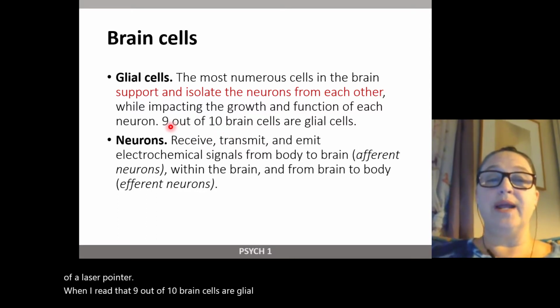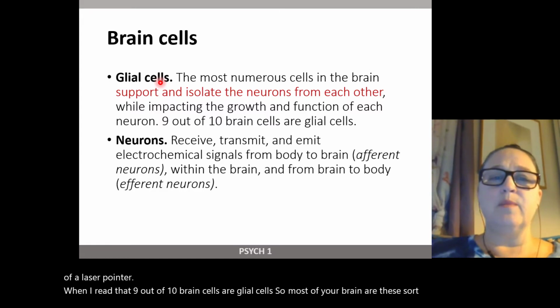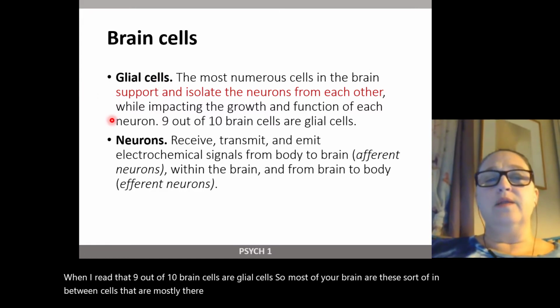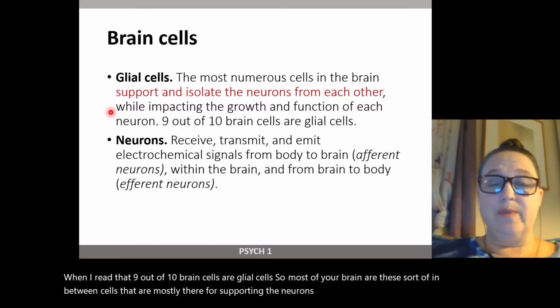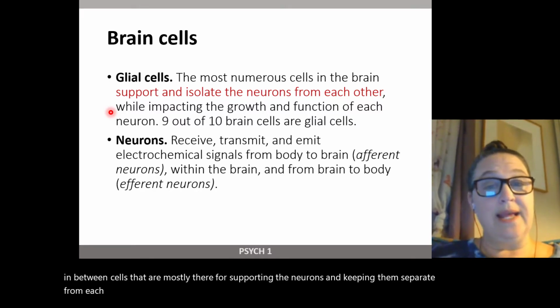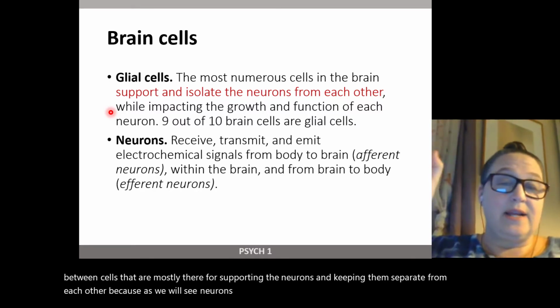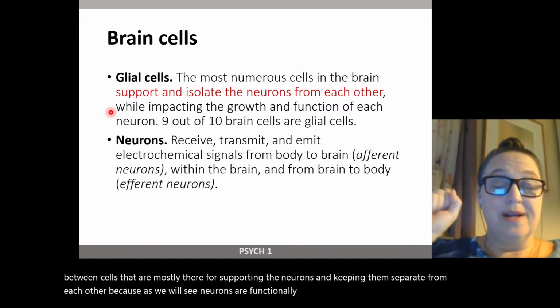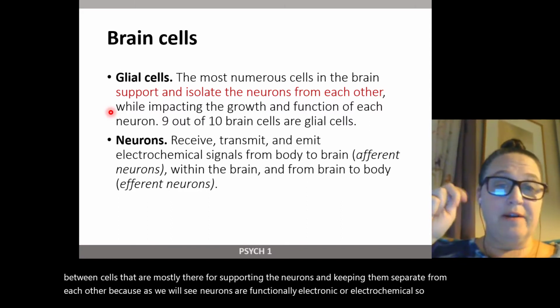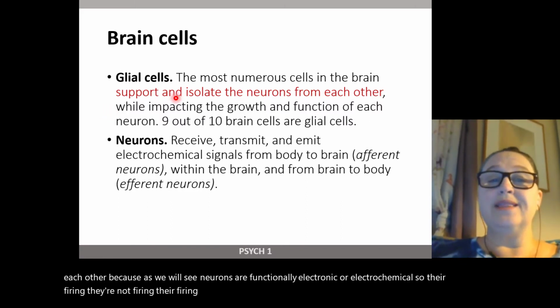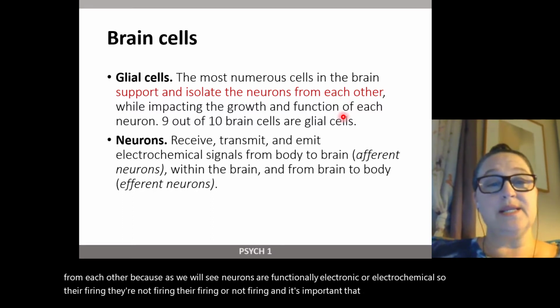So most of your brain is these sort of in-between cells that are mostly there for supporting the neurons and keeping them separate from each other, because as we will see, neurons are functionally electrochemical. So they're firing, they're not firing, they're firing, they're not firing, and it's important that they're insulated from each other, and that's what these glial cells do.